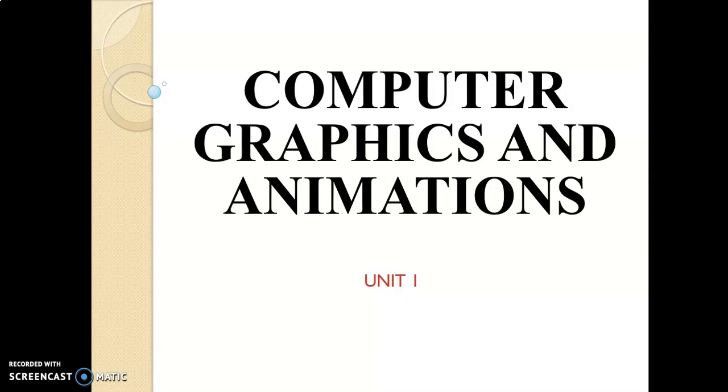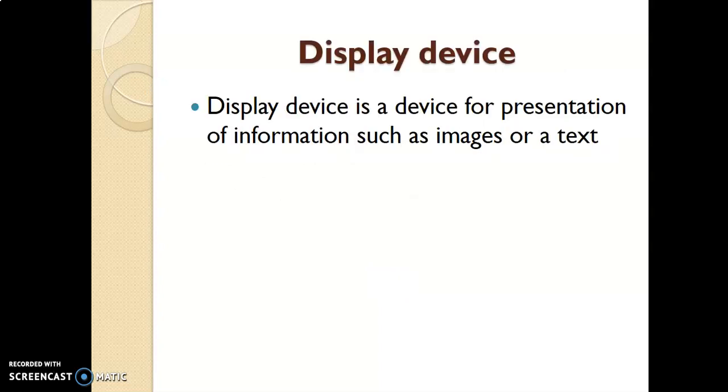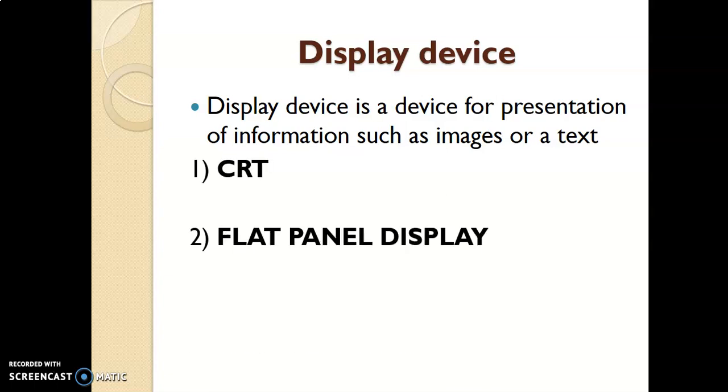Today we are going to learn computer graphics and animations, unit number 1. The topic which we are going to cover is display devices. What is a display device? It is a device for presentation of information such as an image or a text. It is of two different types, the CRT and the flat panel display.